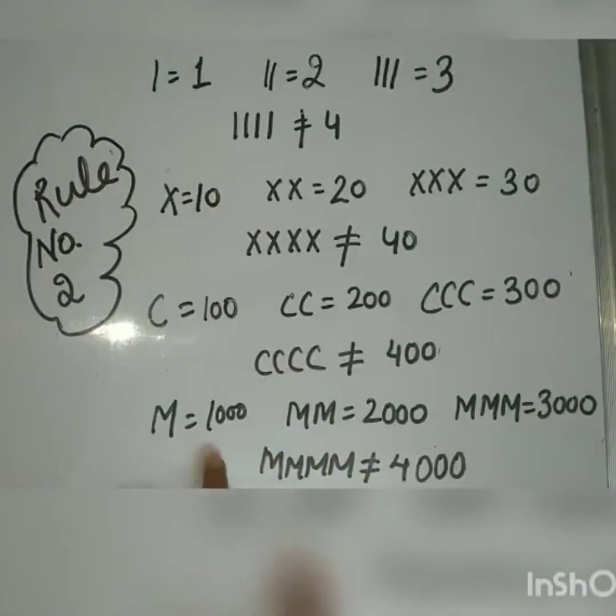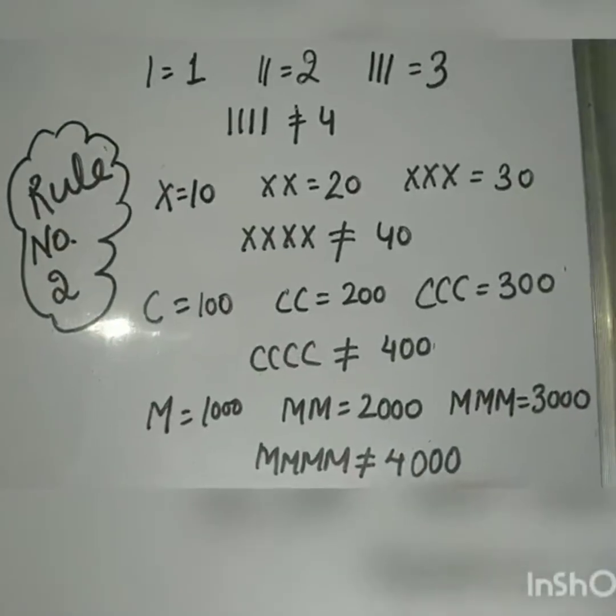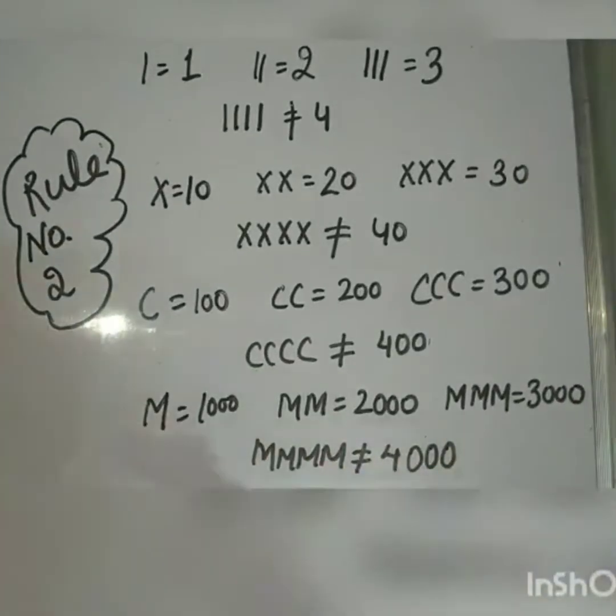Symbol M represents 1000, double M represents 2000, triple M represents 3000. Symbol M also can be repeated up to a maximum of 3 times. So 4000 cannot be represented as 4 times M.